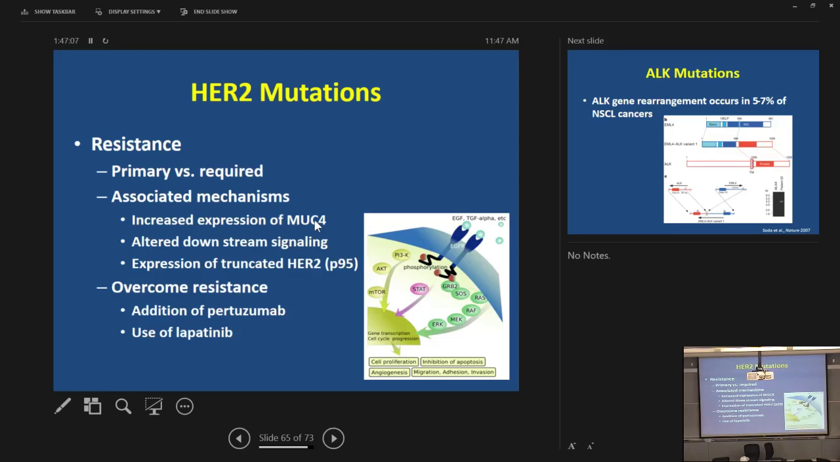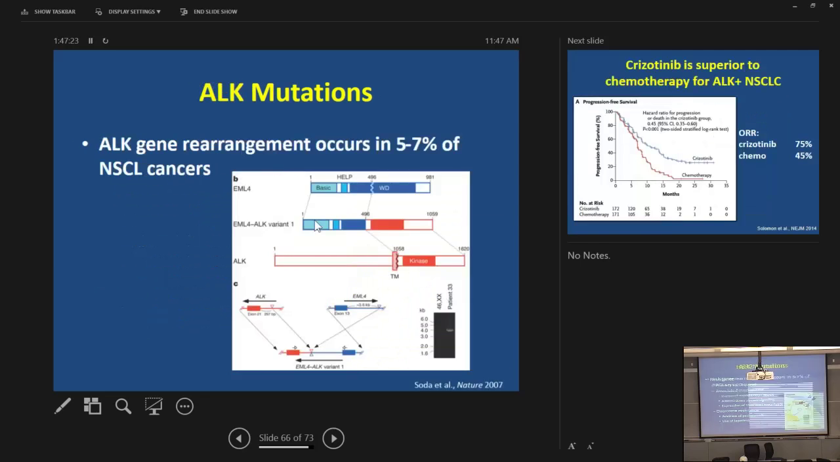It binds to a different epitope, right? So a different domain. So we might be able to work around some of this resistance that's developed. Or we can use lapatinib. Lapatinib is an oral TKI, right? So it works intracellularly, not in the extracellular domain.